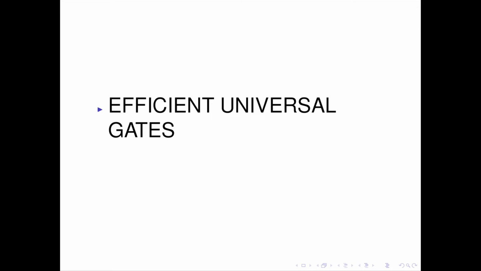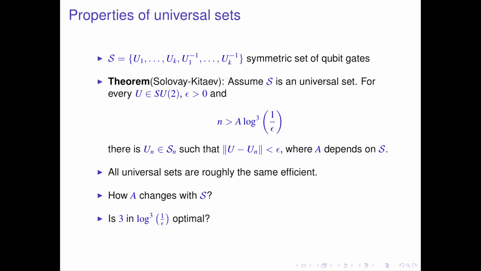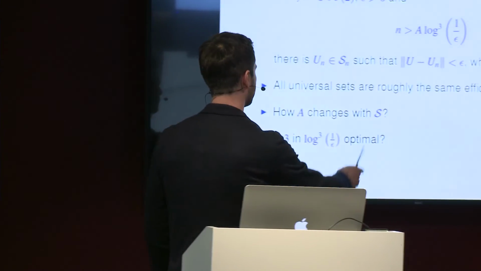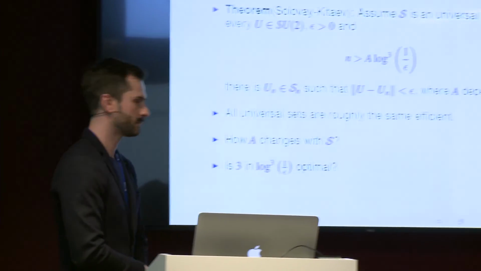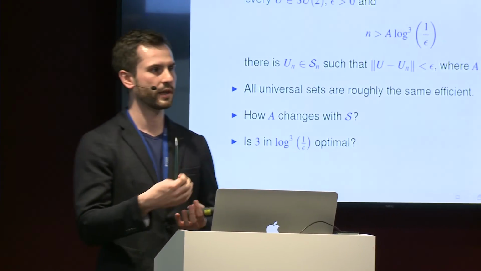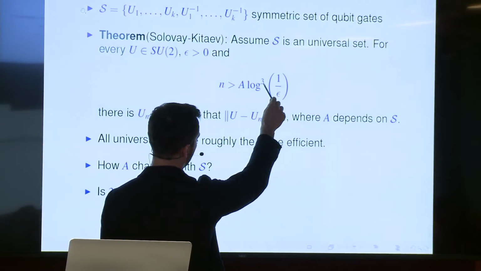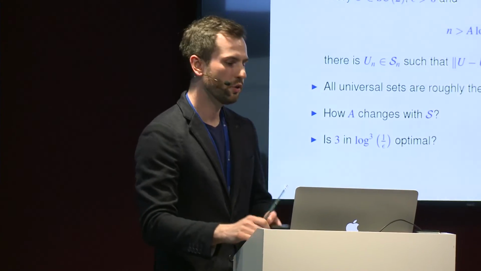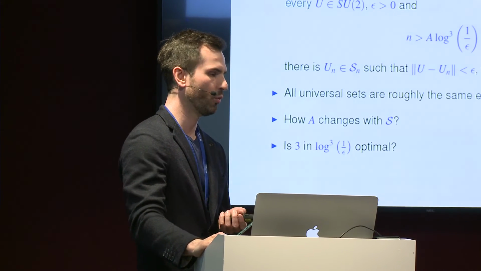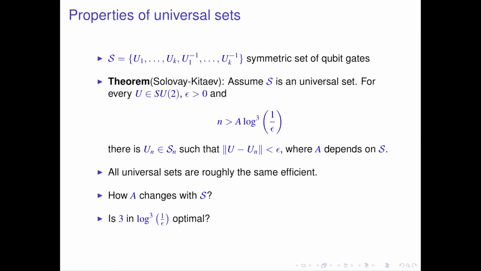But of course, the devil is in the details. So now I'm coming back to your question about how A changes with S. How does this constant in this formula depend on the set S, and by changing the set S to some different sets, can we improve it? And what about the question of whether this power of three here is actually important? You may think that these questions are not reasonable. Why should one care whether we have a power of three or not? It is the same complexity class or whatsoever.